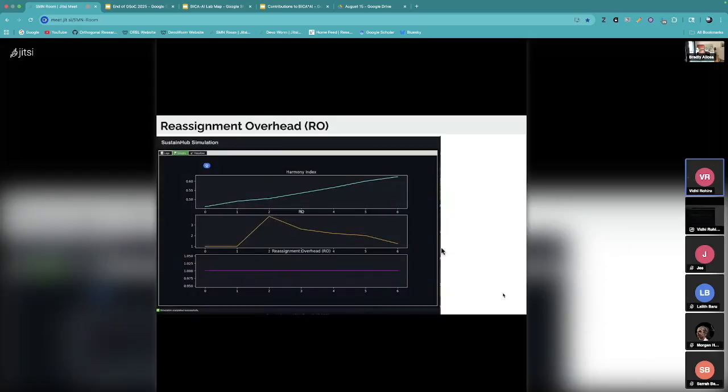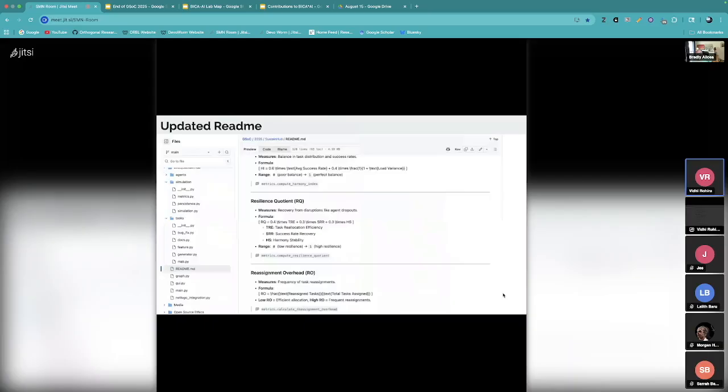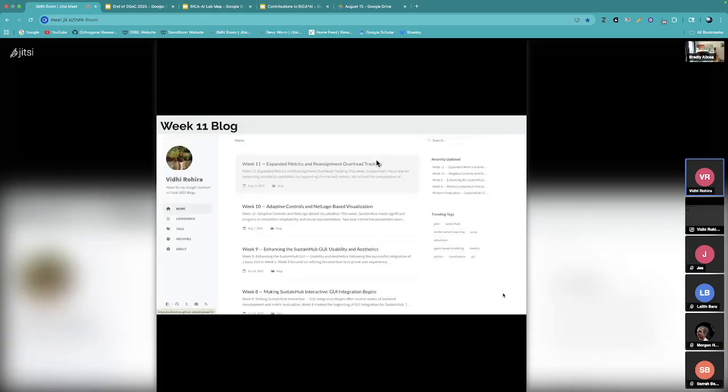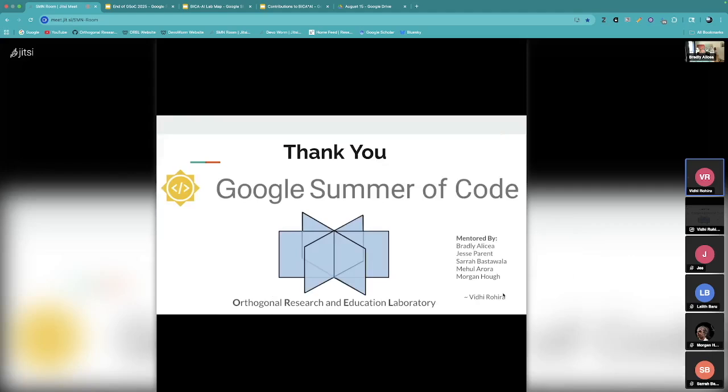And then, yeah, these are the 3 graphs where we see the harmony index slightly increasing from around 0.4 to 0.6. We have the resilience quotient, which increases and then goes down. And yeah, the reassignment overhead. And then I updated the README with the 3 metrics in detail, where I've spoken about what each of them is, what their formula is, and the range. Maybe next week I can add more detail about what is a good range and what is not a good range, and how much it should be, as I've explained in the PPTs previously. And yeah, I had a blog for that. That's it. All right, thank you.